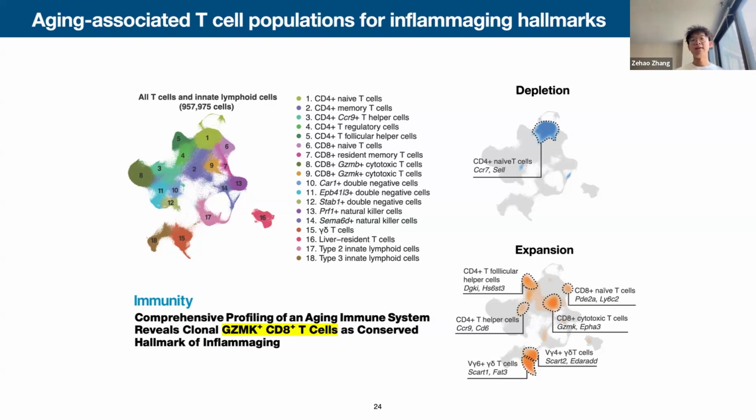And we also identify 6 different expansion T cell subtypes in the aging. I'm showing you one example here, this CD8 positive cytotoxic T cell, which has a marker of GZMK. It's already been identified before as a conserved inflammaging marker.